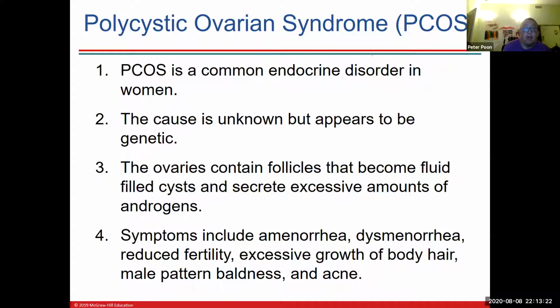PCOS, Polycystic Ovarian Syndrome, is a common ovarian disorder. The ovaries contain follicles that become fluid-filled cysts and start secreting excessive amounts of androgens.